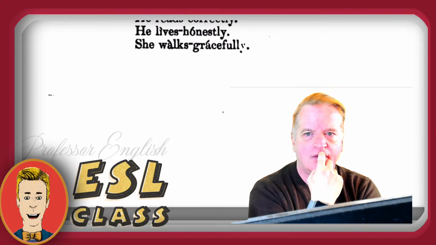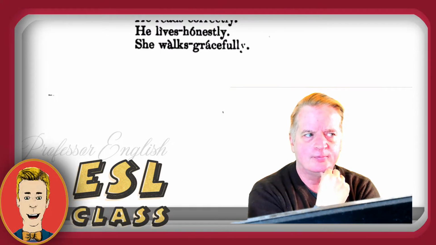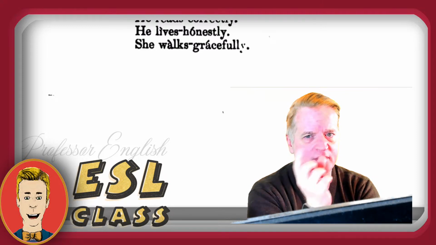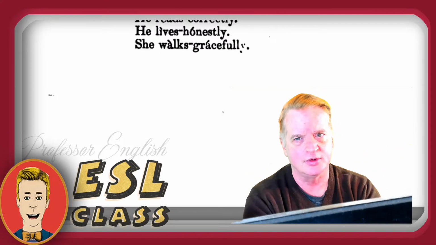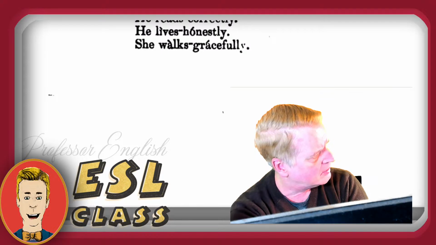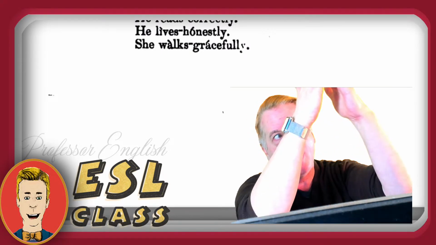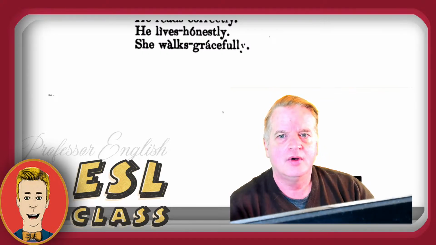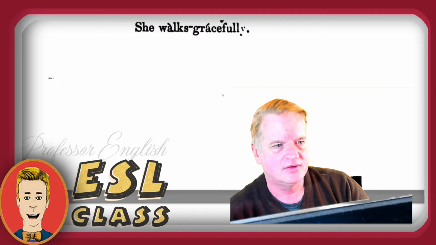Honestly. Okay, so can you read the whole phrase? He lives honestly. Honestly is the big word, so we have to make it stand out. Make the accented syllable bigger. He lives honestly. You could think of it like a mountain peak. He lives honestly. Okay, and what is the final phrase?